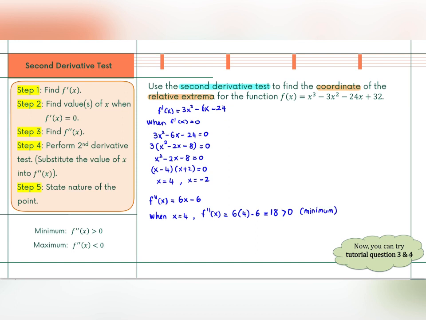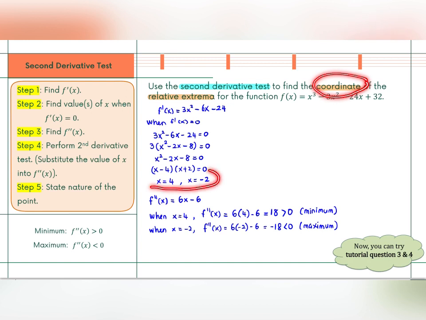Okay, and then gantikan lagi when our x is equals to negative 2, our second derivative will be 6 times by negative 2 minus 6. So, negative 12 minus 6 is negative 18. So, this is less than 0. Bila double prime less than 0, kita dapat maximum point. Therefore, kita akan dapatkan the coordinate. So, tadi dah dapat x. So, sekarang ni kita cari value of y.